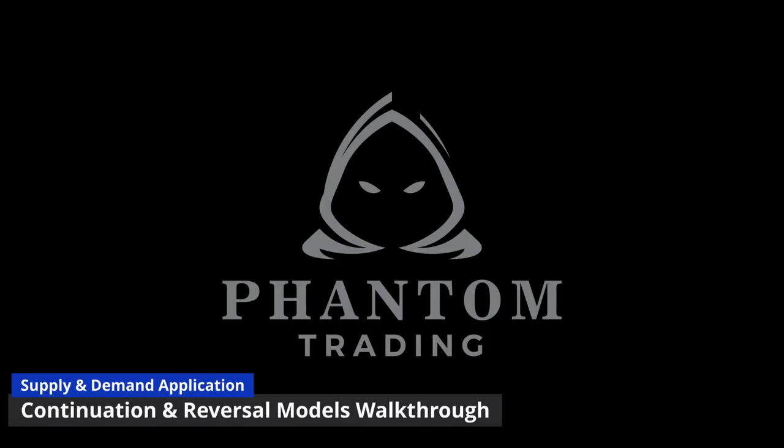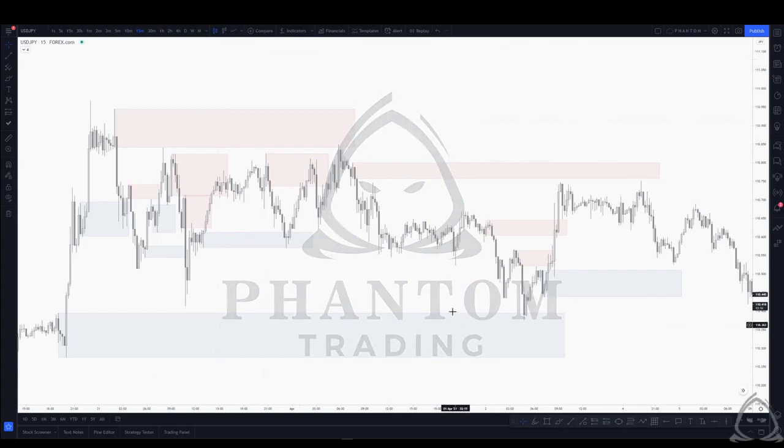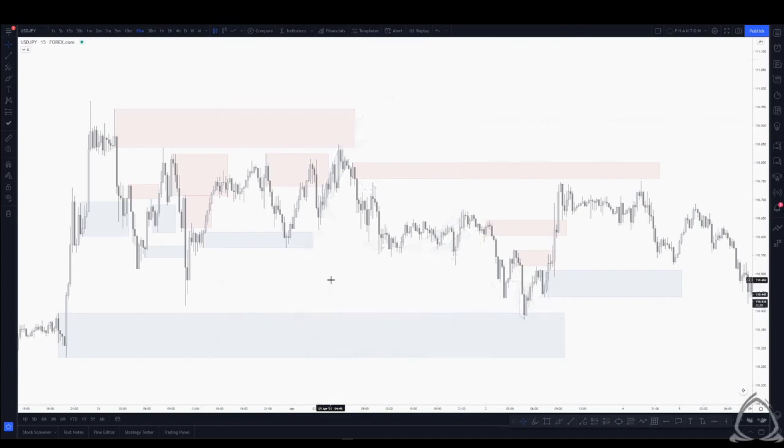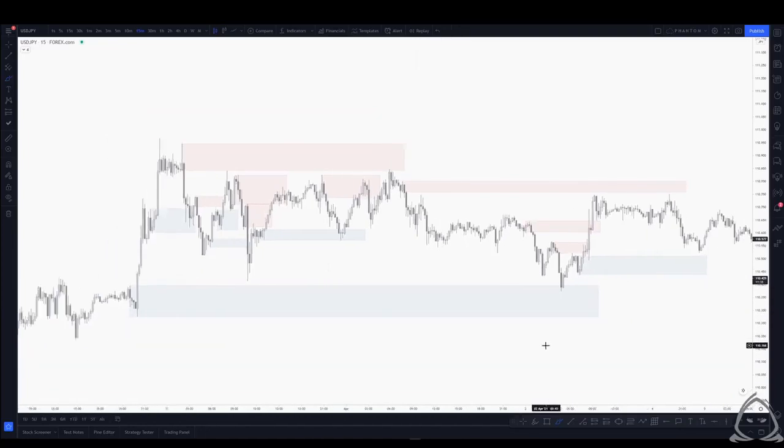Now let's refer back to our original example that we were using in video number 1. Instead of just focusing on mapping zones, let's break down which model of the supply and demand zones we've mapped out, whether it be continuation or reversal and so on. So we'll start on the left side and work our way to the right, based on the zones that we mapped in the prior video.